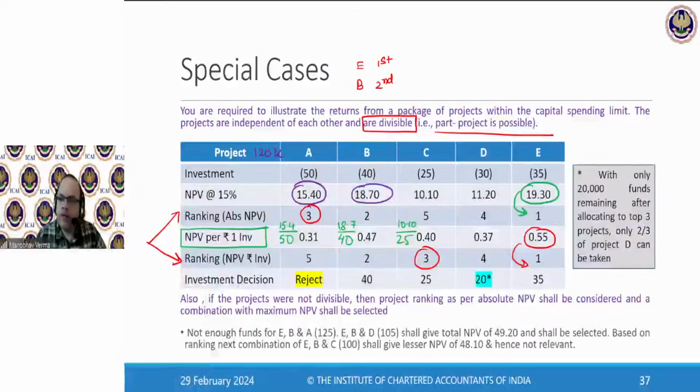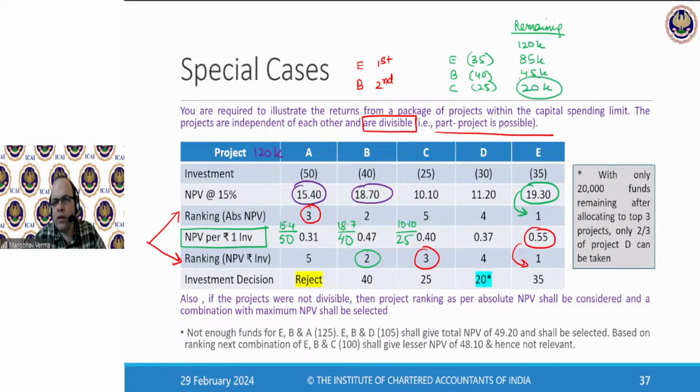How do I go about this, guys? My remaining funds, sorry, 120K, I had. As soon as I select project E, 35 is gone, so I am having 85K with me. The next in ranking is project B, the second number. As soon as I put 40 here, I'm left with 45. This is your remaining funds, or remaining wallet, or your purse. The next in ranking is C, guys. C requires another 25 investment and I'm only left with 20K now.